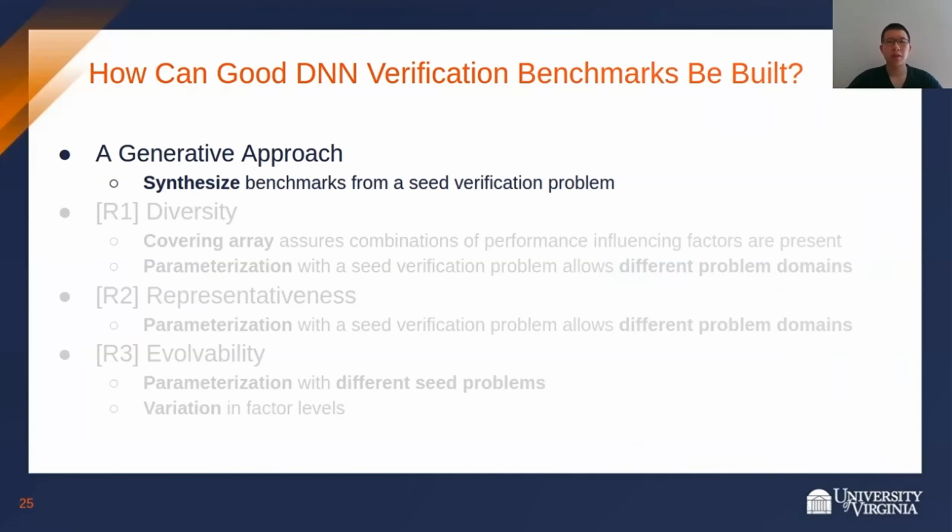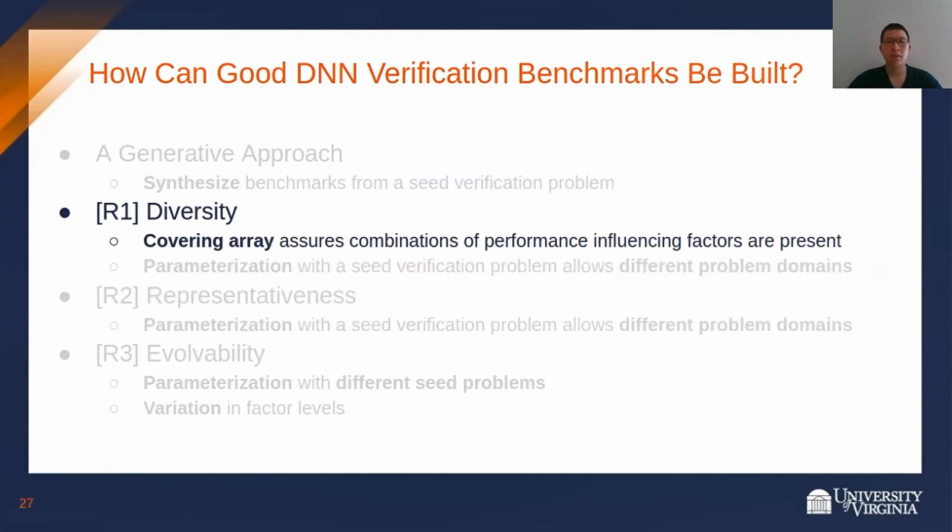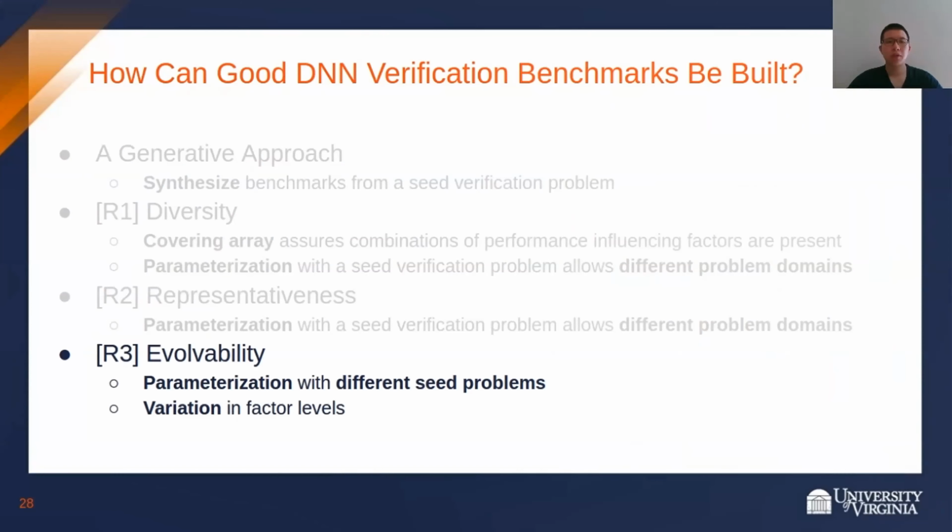Now I will talk about how good DNN verification benchmarks can be built. We took a generative approach that synthesizes benchmarks from a seed verification problem. This guarantees that the outcome benchmark will meet all 3 requirements. Using parameterization with seed problems from different problem domains will ensure diversity and representativeness of the benchmark. The covering array technique will further enhance diversity. Using parameterization with different seed problems and customized factor levels will also improve evolvability.